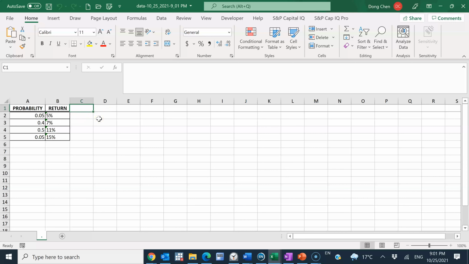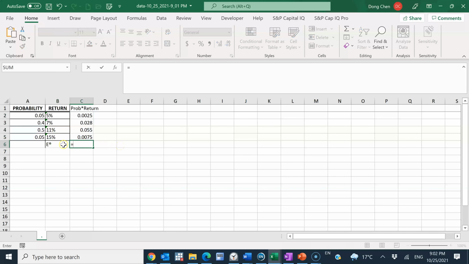So in order to do that, we first need to calculate the product of the probability and the return under each economy state. So we just multiply the probability and the return, and do that for each of the economy states. Just drag the cell down to the other states, and eventually we get the expected return, or maybe just use R to denote the expected return. Simply sum all these products up. That will be my expected return.